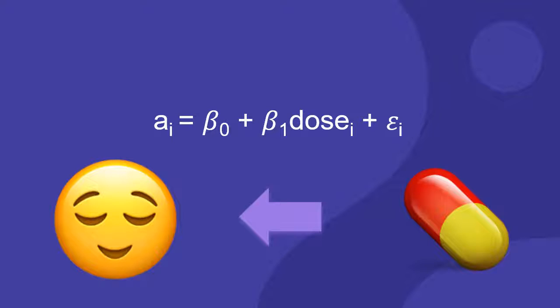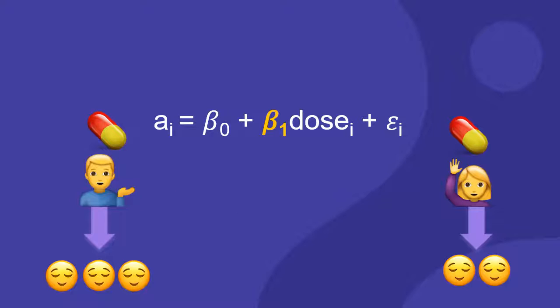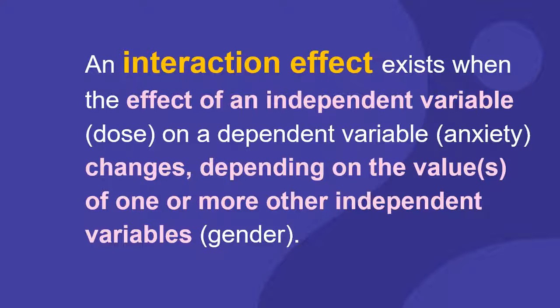So what are interaction effects? Let's say you wanted to identify the relationship between a person's anxiety and their medication dose. You might start with a traditional regression model like this. But then you realize that the effect of your independent variable, dose, on your dependent variable, anxiety, might be different for men and women. An interaction effect exists when the effect of an independent variable on a dependent variable changes, depending on the values of one or more other independent variables.